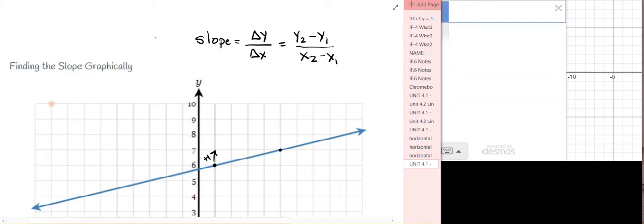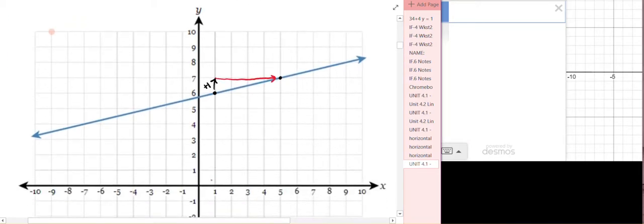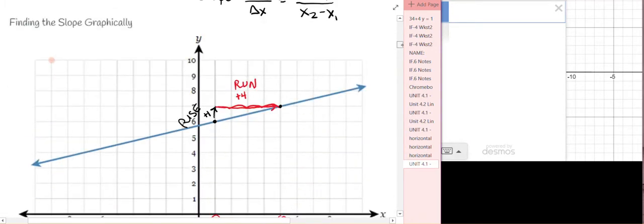Then we started here and we went this way. If you look at your x's, you'll see that you started at 1 and you moved to 5. And 5 minus 1 is 4. Sometimes we do this by counting 1, 2, 3, 4. And so the slope is the rise, which is this one, over the run, which is this one. So it's 1 over 4.